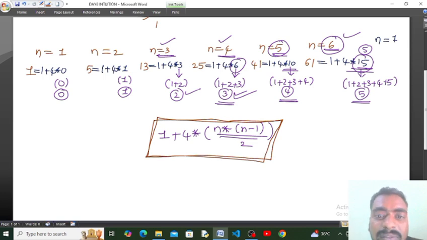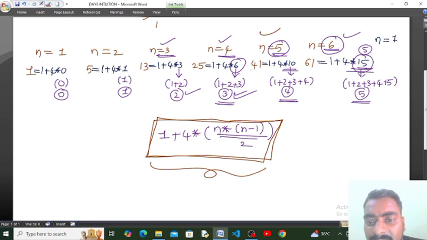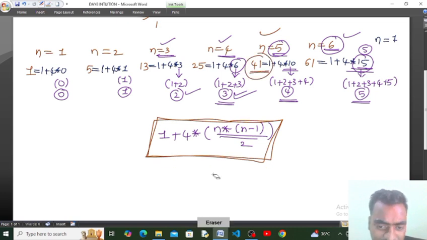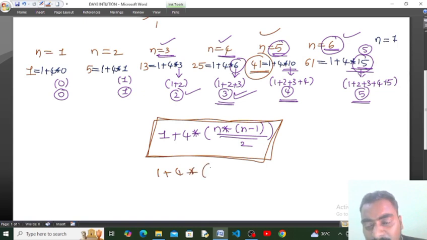If you want to cross verify, substitute any n value in this formula, then verify whether we are getting the correct answer or not. For n is equal to 5, the output is supposed to be 41. Check once. So 1 plus 4 into the sum for n is 5, we have to calculate the first 4 natural number sum, that is 10. Substitute here otherwise: 5 into 5 minus 1, 4, divided by 2. So it is 20. 20 by 2 is 10. So you will get 1 plus 4 into 10.